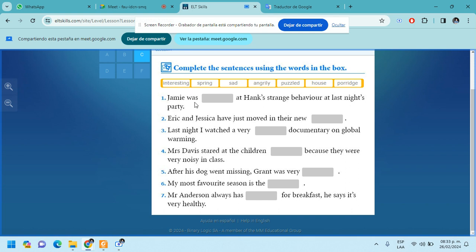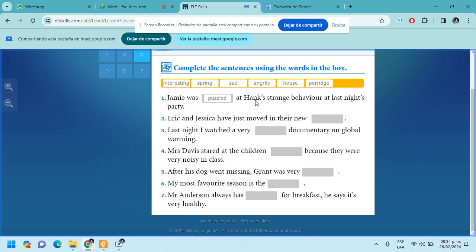Tell me, please. Jamie was blank at Hans' strange behavior at last night's party. Behavior means comportamiento, ¿no? Hans' strange behavior. Not exactly sad. It's an emotion, yeah, but Jamie was puzzled. Yeah, could be. Strange behavior, ¿no? He normally didn't behave like that, but last night, he did something.